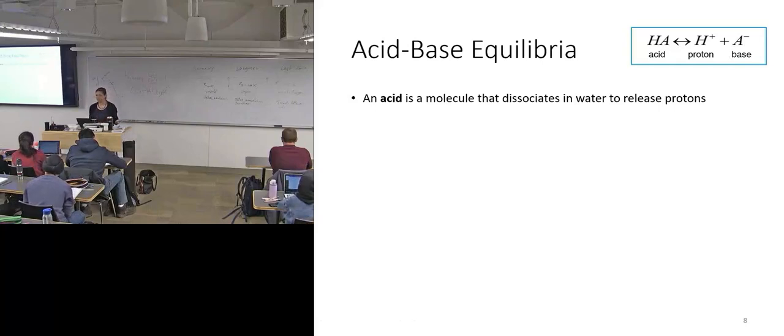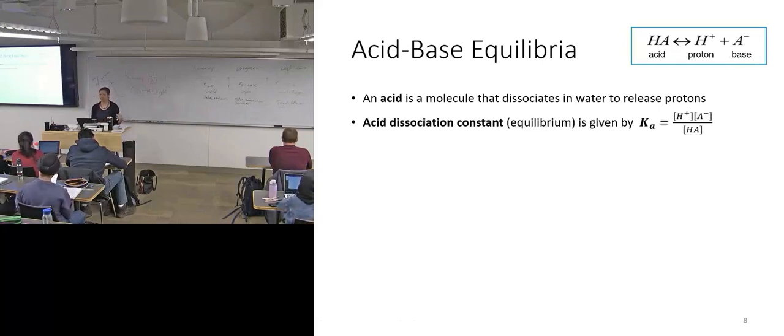We can set up an equilibrium constant, which in this case we will call the acid dissociation constant, or K sub A. So we have our products on top. This is, of course, for our forward reaction, the dissociation of the acid into its conjugate base and a proton. So that's what's on the top. The acid is on the bottom.